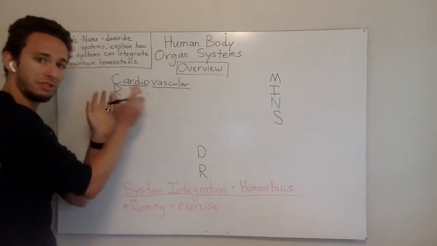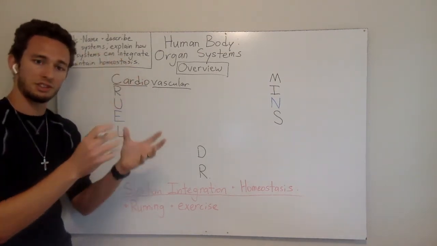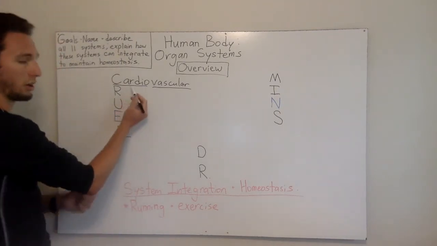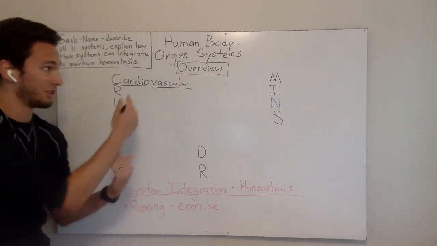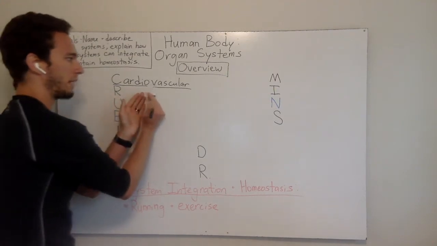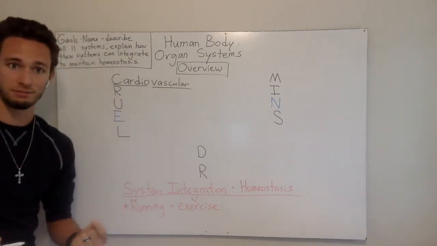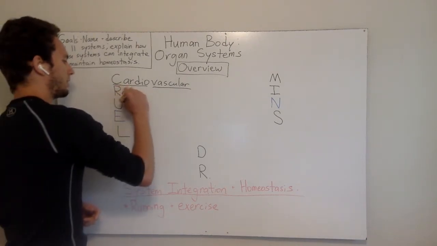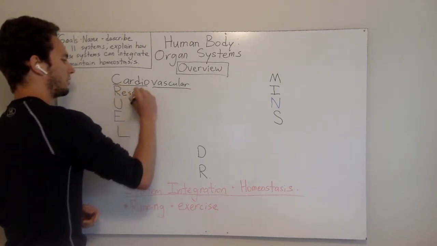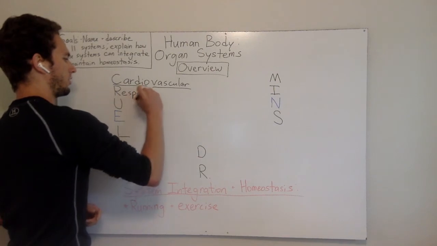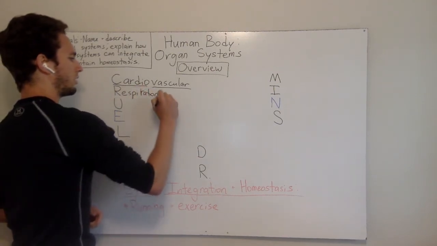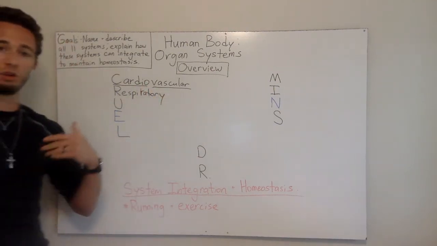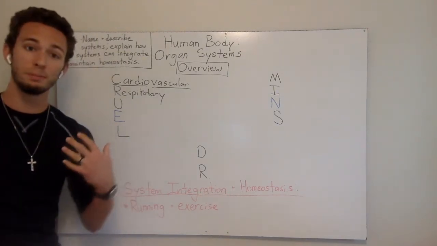So these two things are within the cardiovascular system, and the goal is for the heart to pump blood, which is also part of the system, throughout the body via vessels. So that's the cardiovascular system. The second one is the respiratory system. And to respire means to breathe.